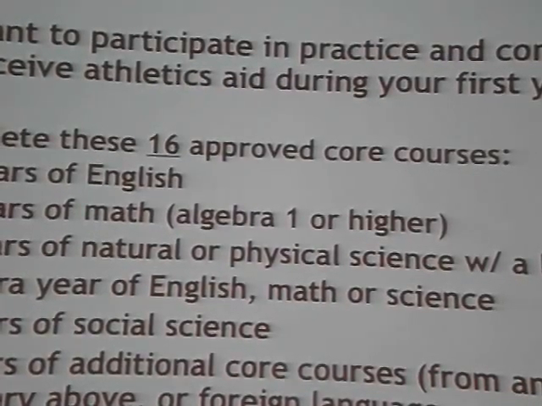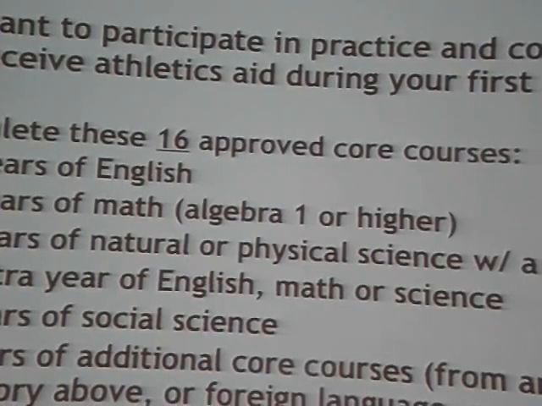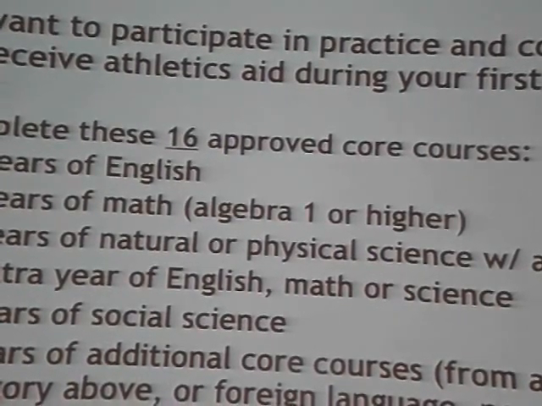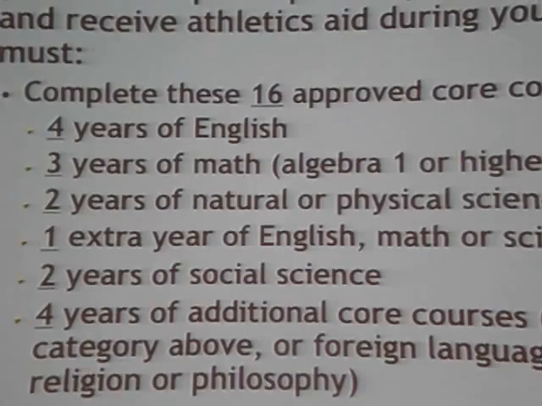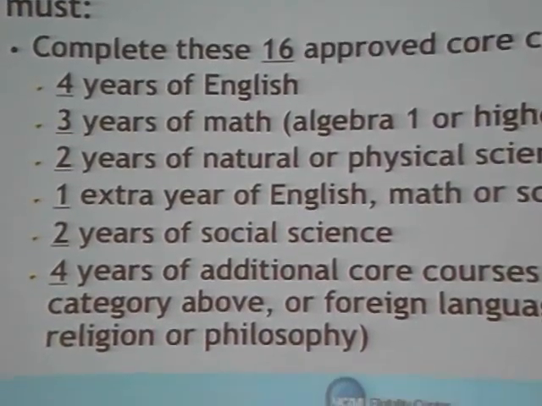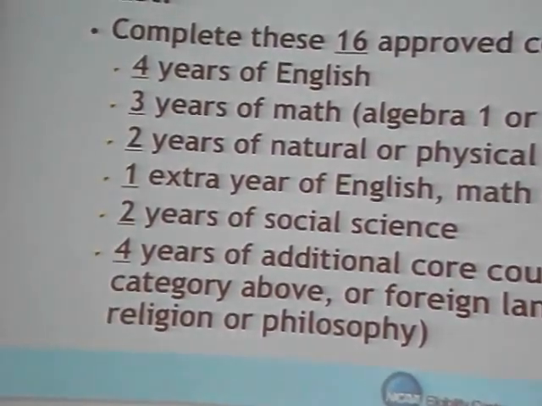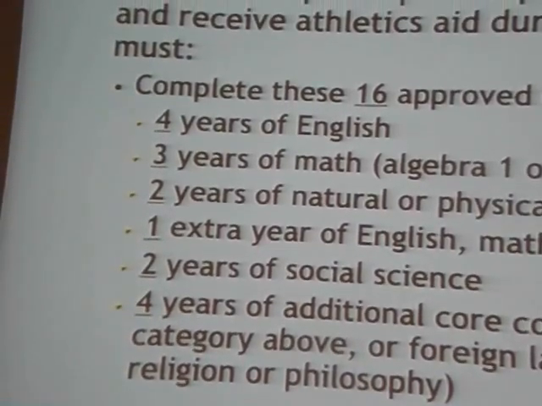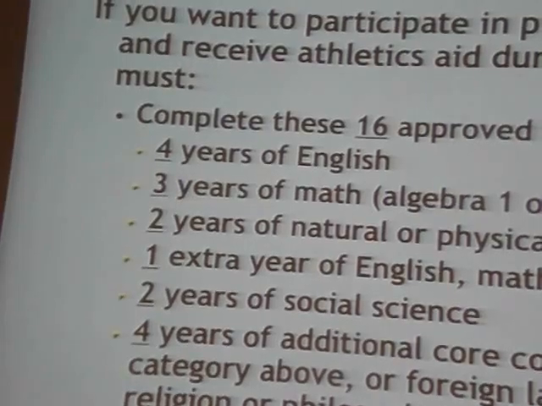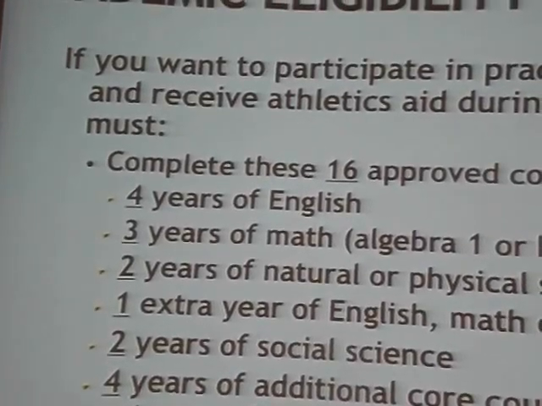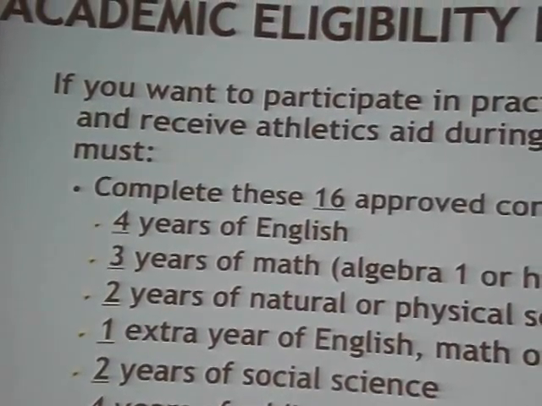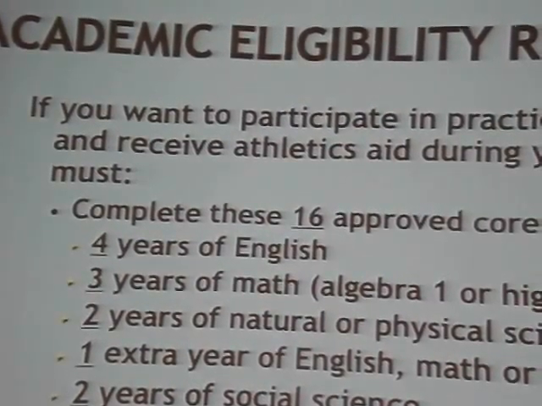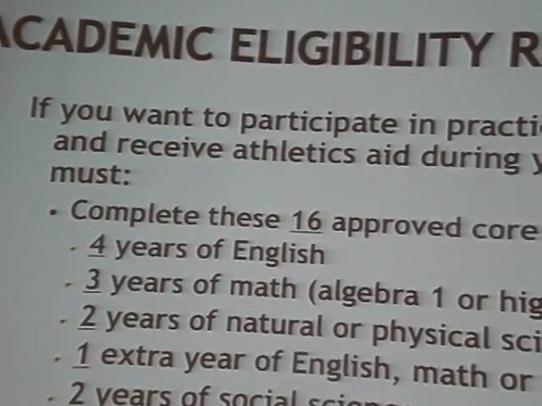Okay, these are the eligibility requirements for Division I and now Division II. 4 years of English, 3 years of math, 2 years of science, 1 extra year of English, math, or science, 2 years of a social science. Most of this mirrors the graduation requirements, but some of it is a little bit more. 2 years of social science, so usually like your world history, U.S. history, but then you have 4 years of additional core courses.